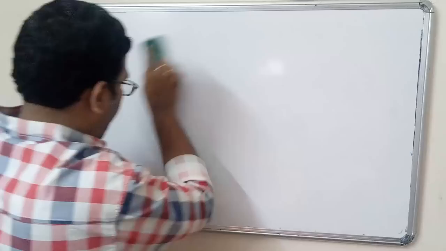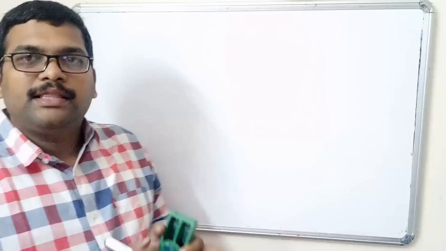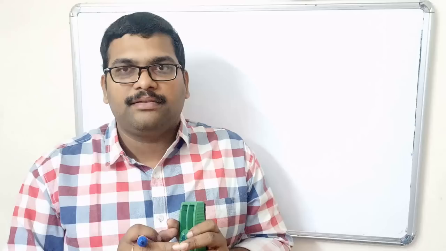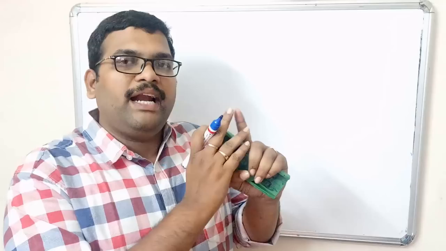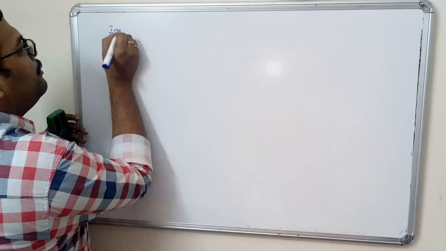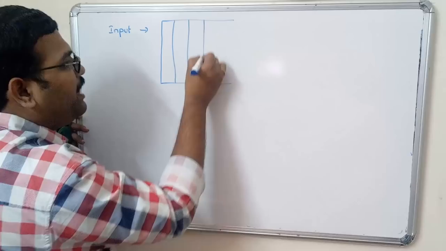So before going to each and every process, first let us look at the representations. Here the 128-bit plain text is stored in the input array. The input array is represented as a 4x4 table, and each column is represented as 1 byte. So input is stored in the input array, which is a 4x4 table.